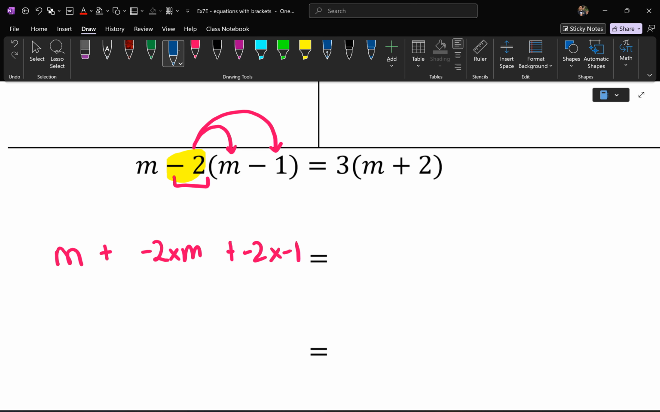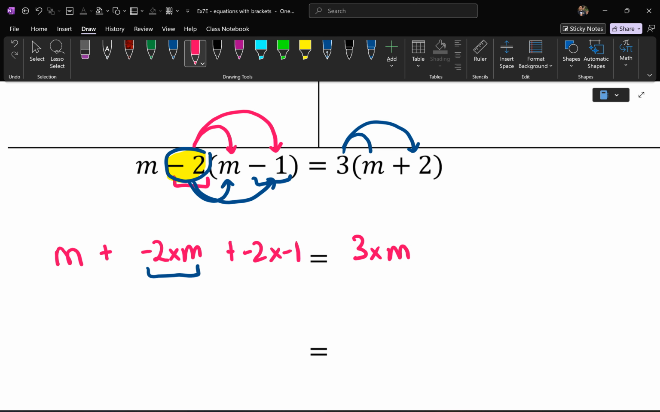Can you see what I'm doing there? I'm actually taking the -2, I times it to m, which is here, and I said -2 times -1. The signs matter. This one's easier. Most students will get this bit. 3 times m and 3 times 2. Here we go. 3 times m and 3 times 2.